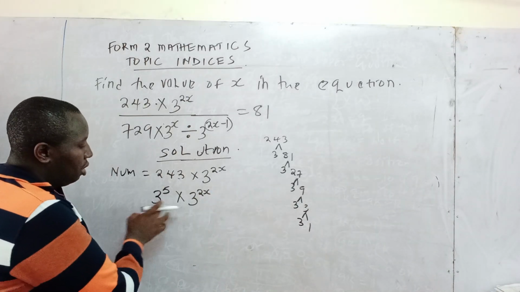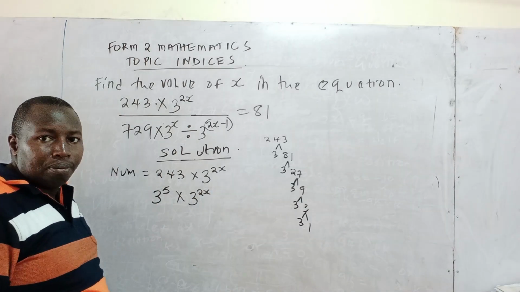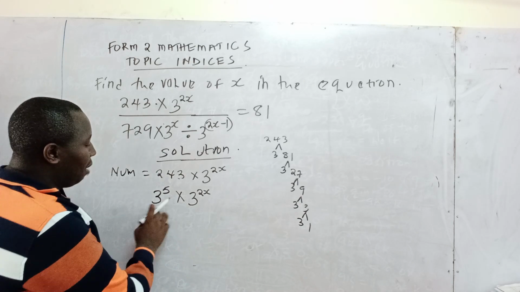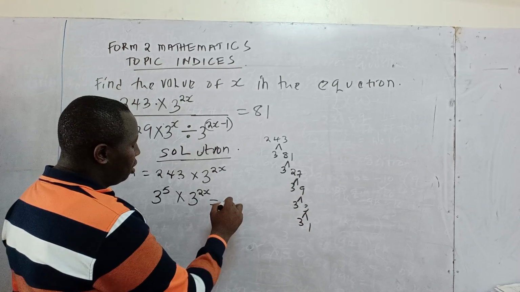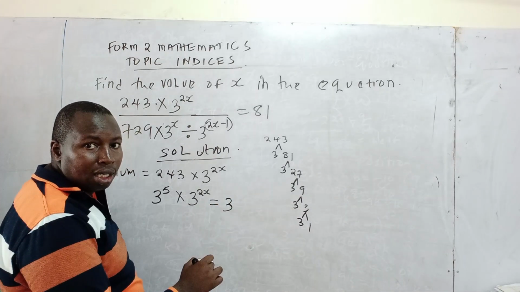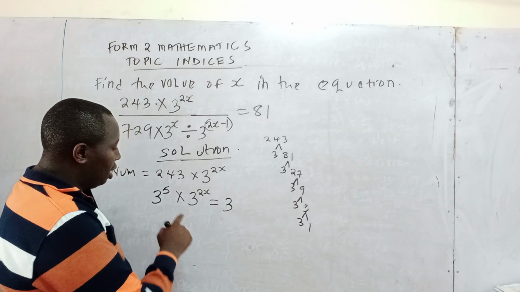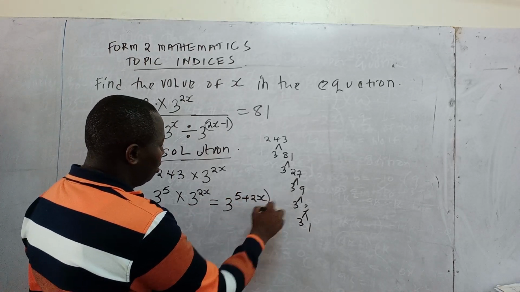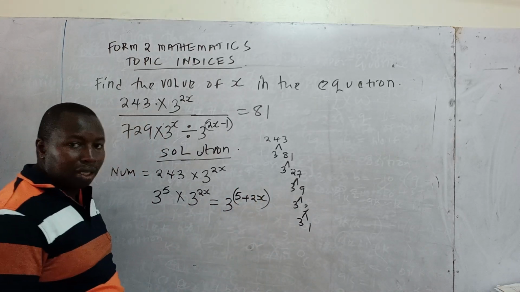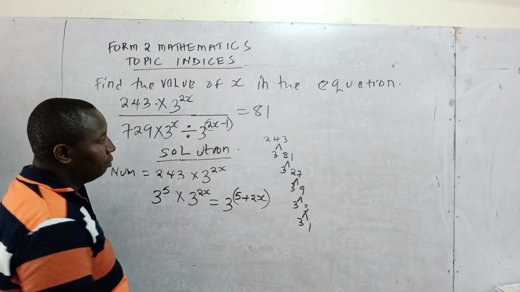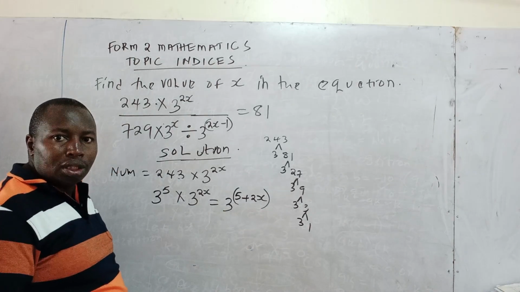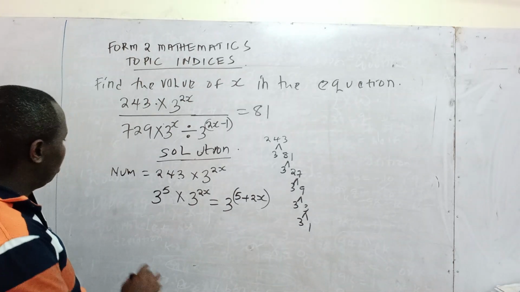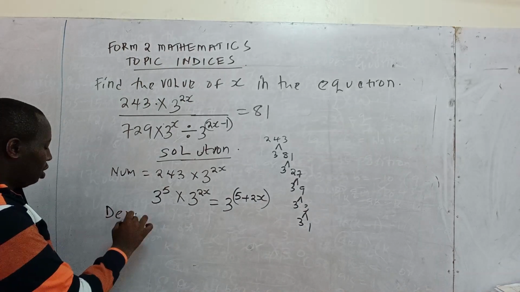Now you deal with the powers. You are multiplying numbers with the same base. According to the rules of indices, if you are multiplying numbers with the same base, you group them to the same base and then add the powers: 5 plus 2x. This is the numerator now. You are done with the numerator. So that's how you do the numerator. Go to the denominator now.